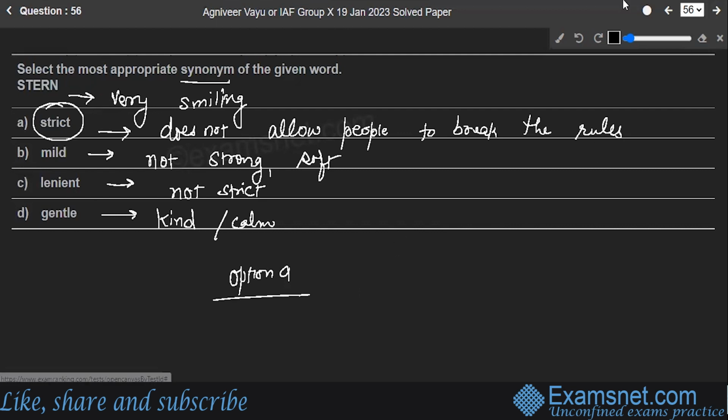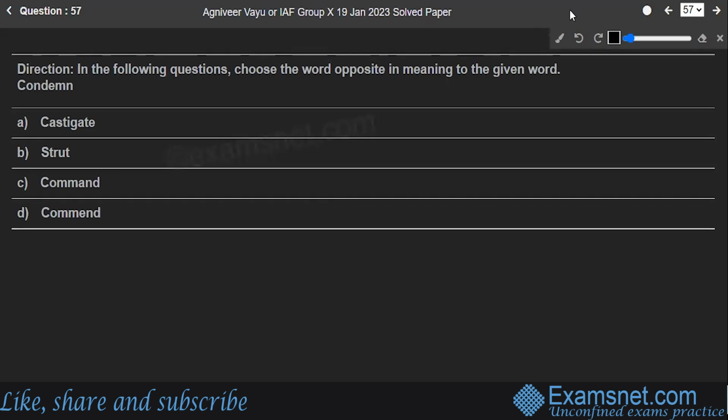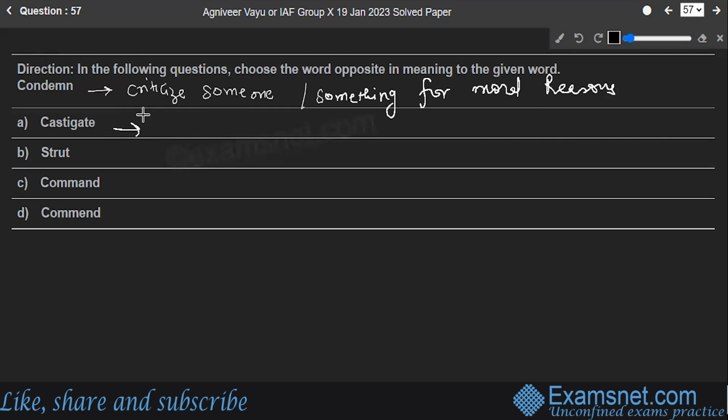Next is question number 57. In the following question, you have to choose the word opposite in meaning to the given word, condemn. Condemn is a verb and it means to criticize something or someone very strongly, usually for moral reasons. And the first word is castigate.